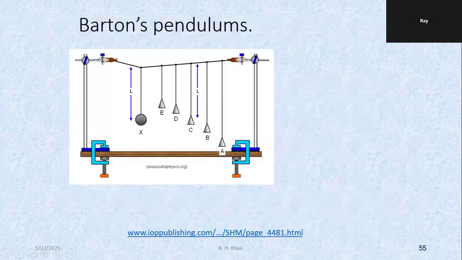Right? This is Barton's pendulum. This is a driver. And this cone gives you the amount of damping. So to illustrate resonance, these two will oscillate together. The others will oscillate out of phase.